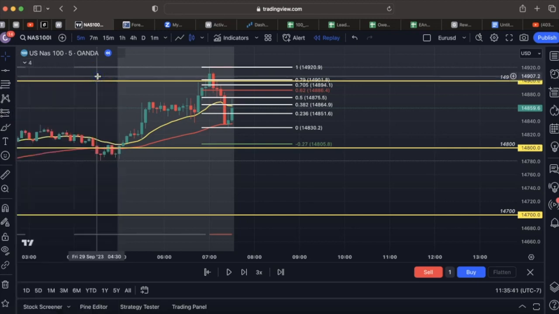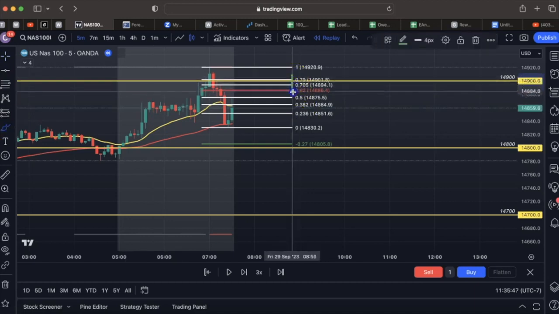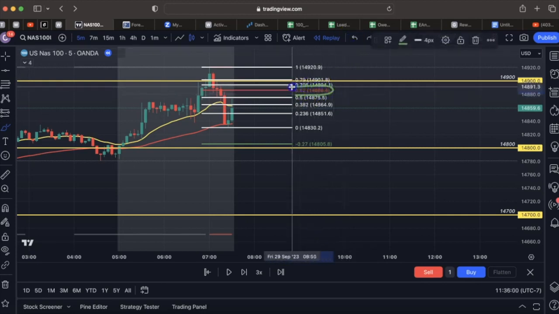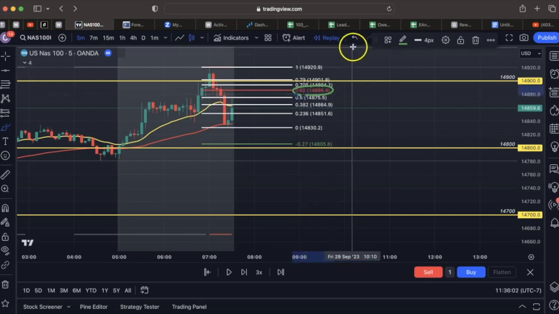So the key levels, let me explain this to you guys. The key levels that we're looking at for this tool are going to be these three key levels right here. We have the 0.79, 0.705, 0.62. I have my 0.62 in red because this is the most accurate level that the market's going to hit most all the time.